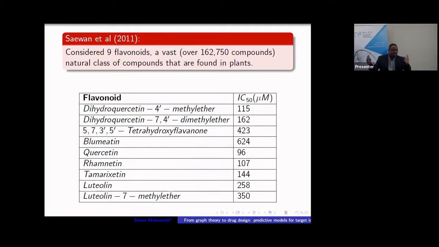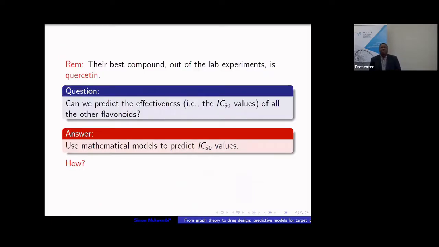So then they announced to everyone and said, we went into the laboratory with these 9 compounds, and our best emerged to be quercetin. But unfortunately, we no longer have money to continue looking, because even quercetin is not good enough. That is what it does, but it's not good enough. So hey, this is what we have. These are our results. So with my colleague, we then asked, can we predict the effectiveness, in other words, the IC50 values of all the other flavonoids?